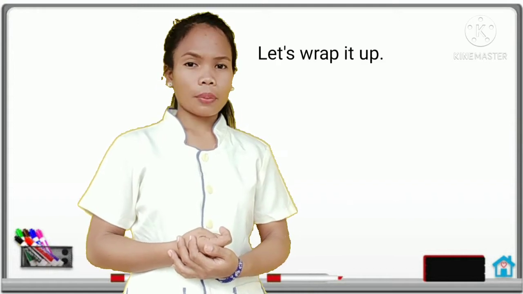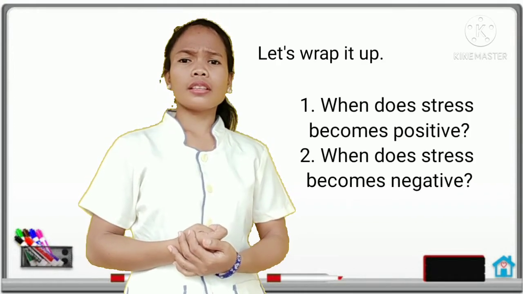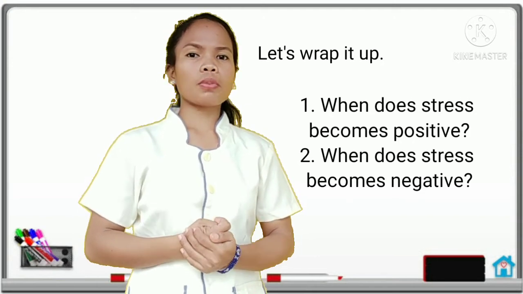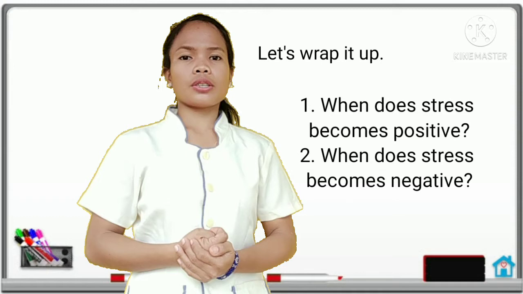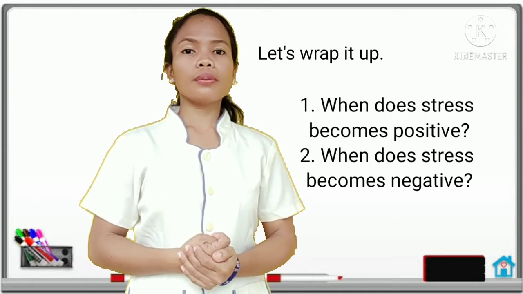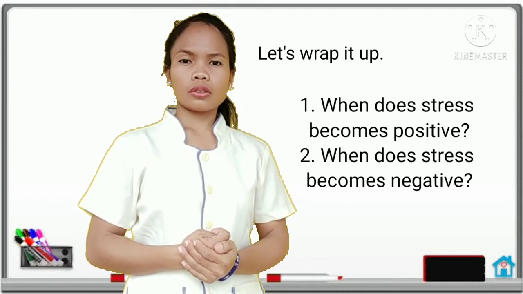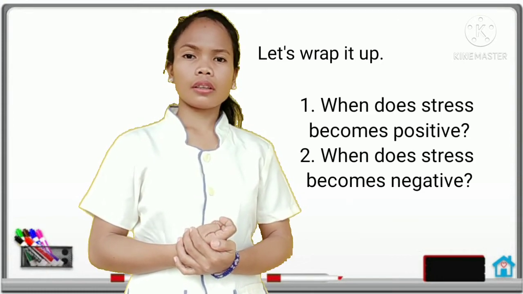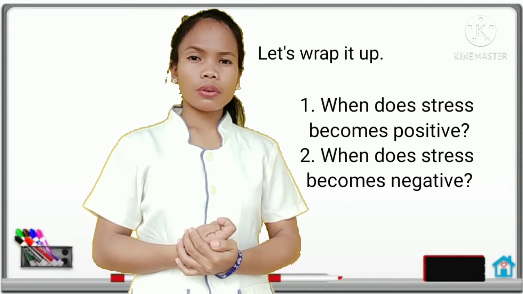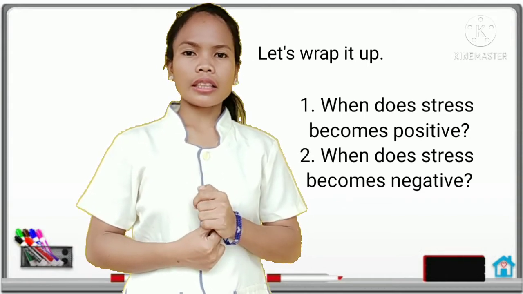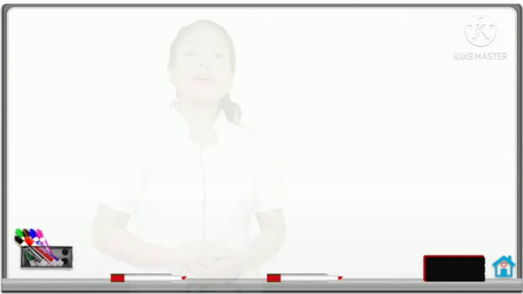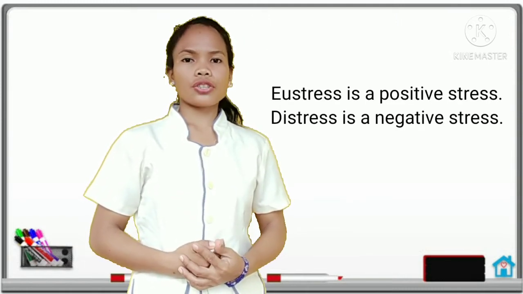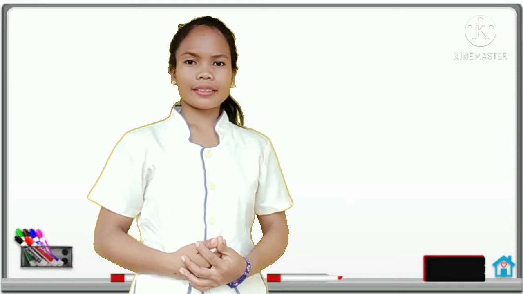Okay, let's wrap it up. 1. When does stress become positive? Stress becomes positive when it has a positive reaction to the body. 2. When does stress become negative? It becomes negative when it has a negative reaction to the body. Therefore, eustress is the positive stress and distress is the negative stress.